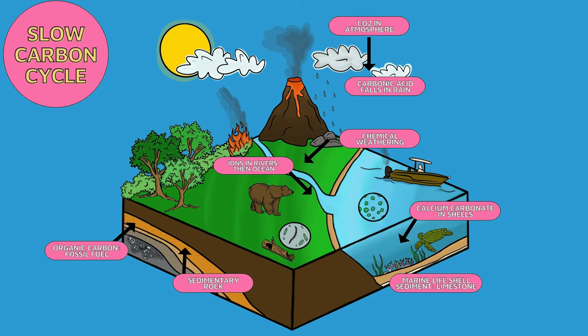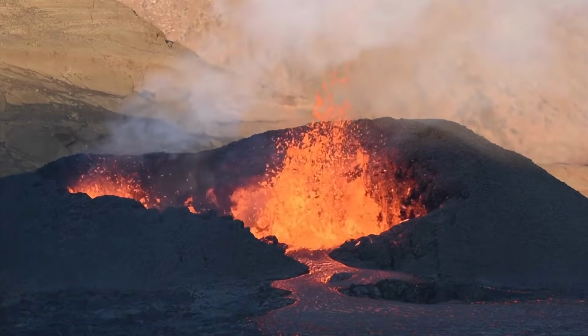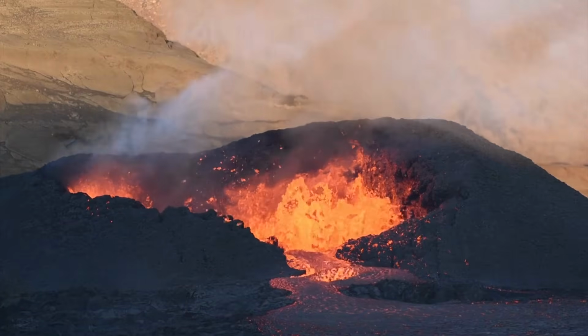The slow cycle returns carbon to the atmosphere through volcanoes. When tectonic plates collide, one sometimes sinks below the other, and the rock it carries melts under the extreme heat and pressure. The heated rock releases carbon dioxide, which is then vented back to the atmosphere when the volcano erupts to begin the cycle again.